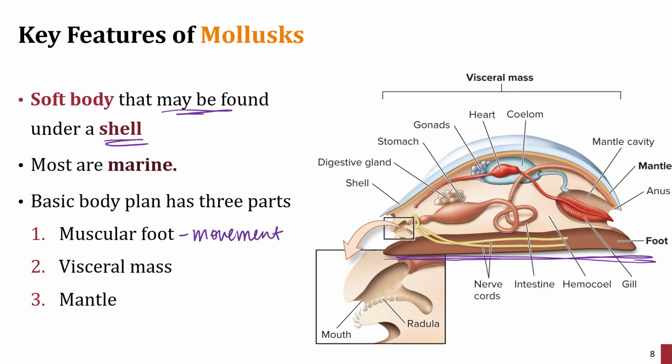And then they also have what we call a visceral mass. This is basically the structure that encloses all of the organs. So above the foot, we have all these organs here. We've got the stomach, we've got the heart and some circulatory system. And then surrounding that, we have this structure called a mantle. So the mantle is going to be up on top of that visceral mass.